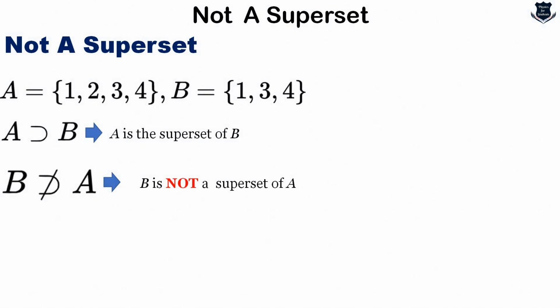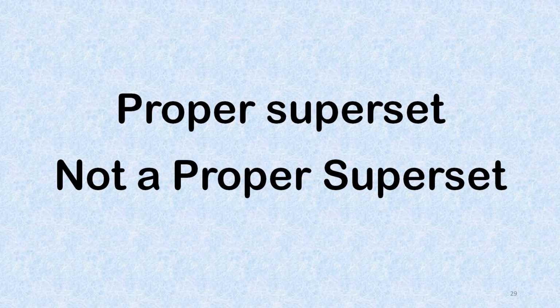The reason is that B has got 1, 3, 4, and B is not a superset of A, because A has got 1, 3, 4 and another element which B has not got, that is 2. So that is why B is not a superset of A. Okay, what is a proper superset and not a proper superset?